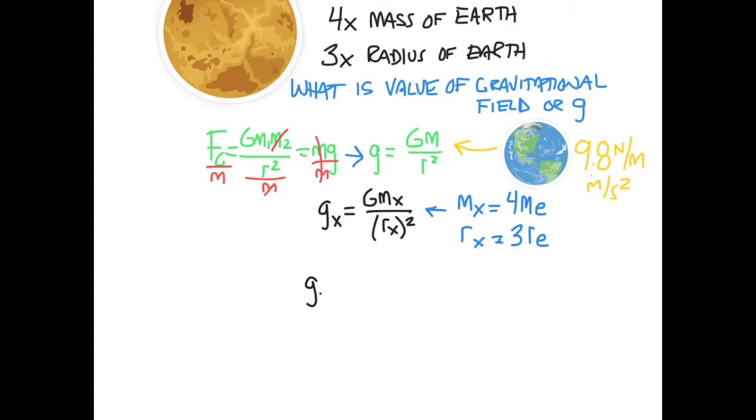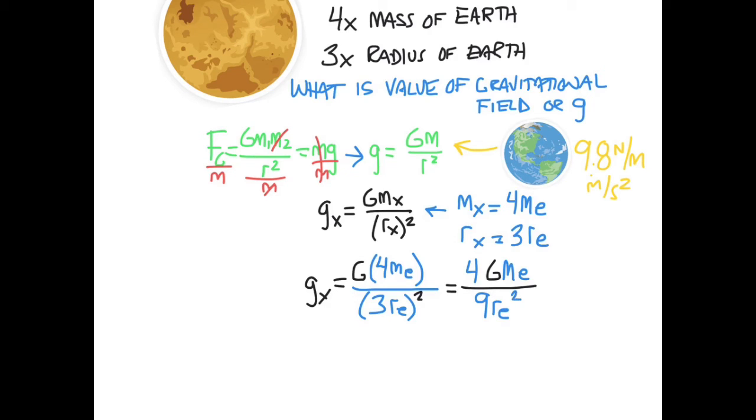So what we do is we bring that over and we put that into the equation. So for the gravity, instead of putting the mass of planet X, we put 4 times the mass of Earth. And instead of the radius of X, we replace that with 3 times the radius of Earth. And we need to square that quantity. When we do that, we can find out that this is 4, we just distribute that and move it out front: 4 times big G, mass of Earth. And that's divided by, well, we square this out. 3 squared is 9. So in the denominator, we have 9 times the radius of the Earth squared.